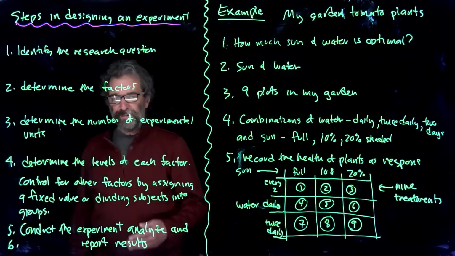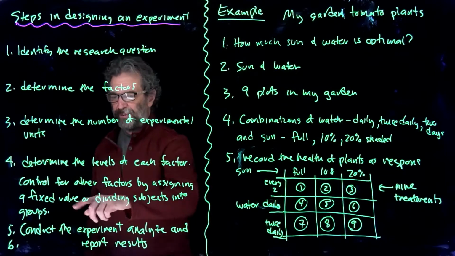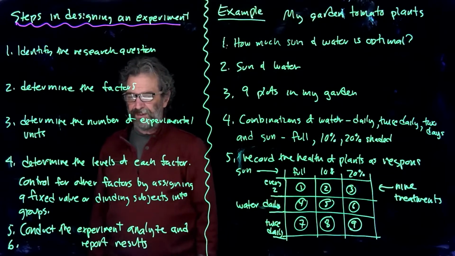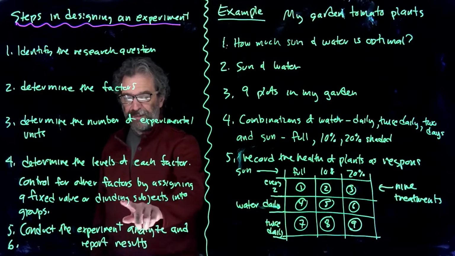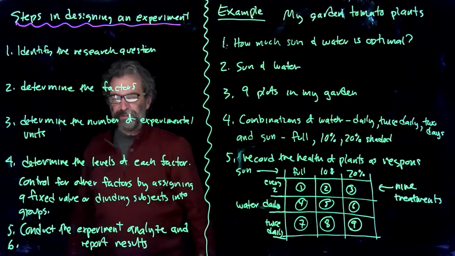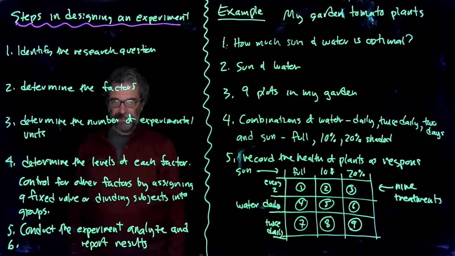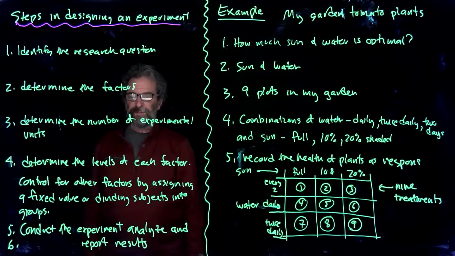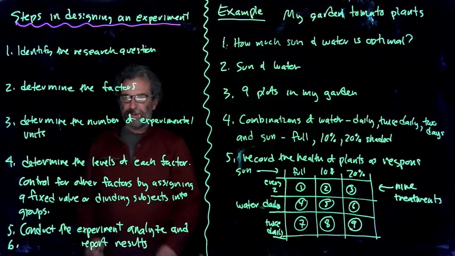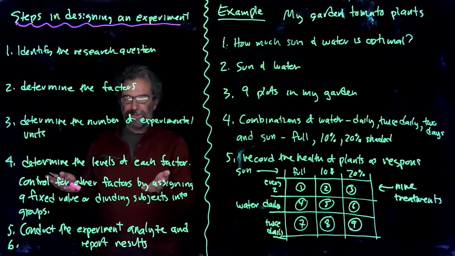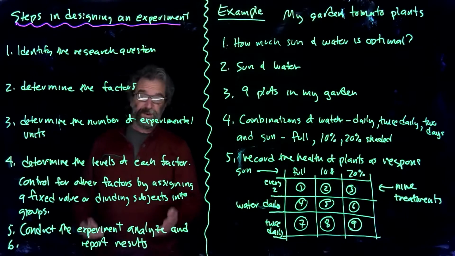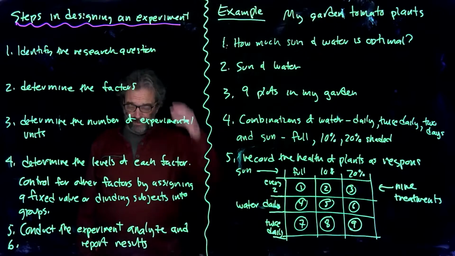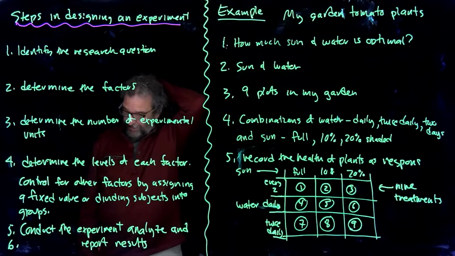We say we can control for those other factors by assigning a fixed value. We can't tell someone you have to weigh 160 pounds. That's not going to work. But you could divide the subjects into groups where they're equally overweight. And then for those equally overweight groups, you could then compare different kinds of weight loss treatments in that group where they have the same amount of overweightness or the same amount of something. So it's kind of like a stratified sampling technique.